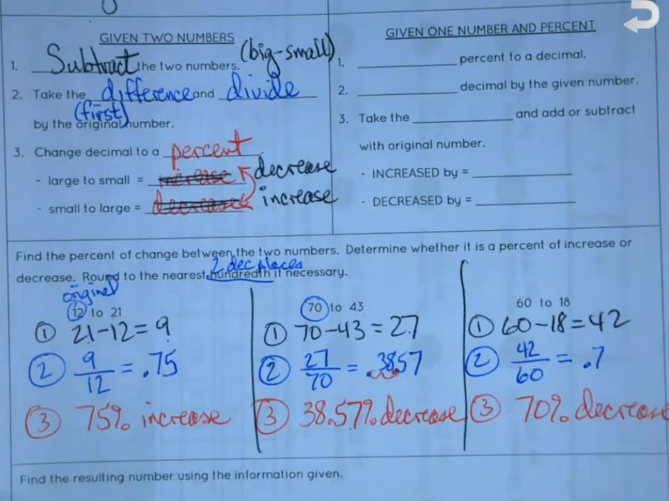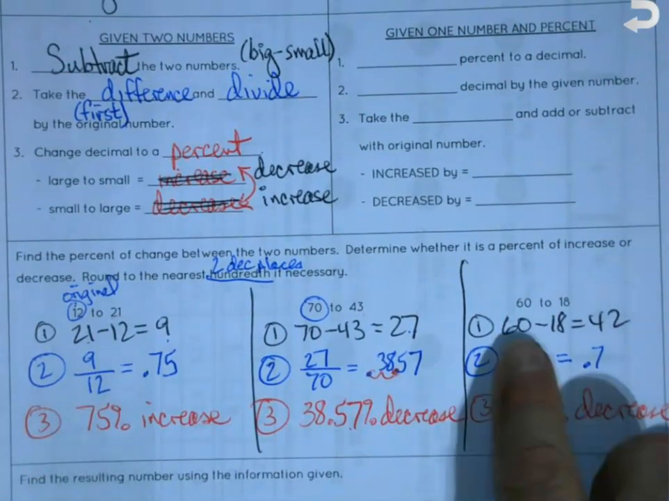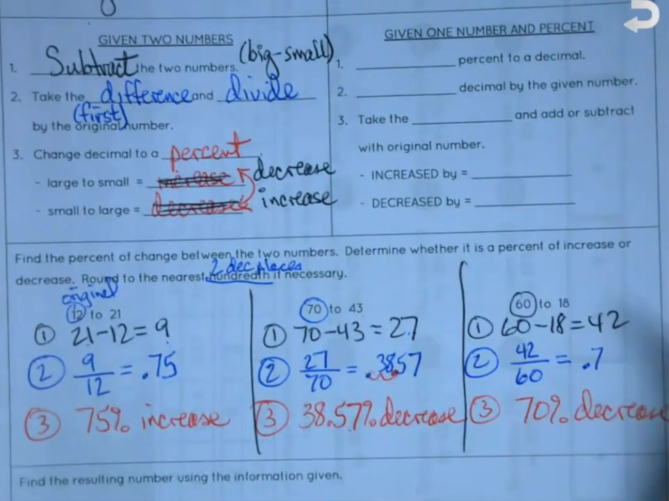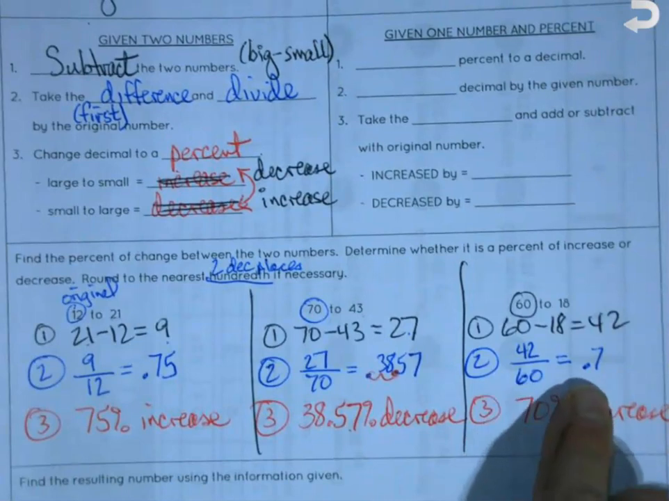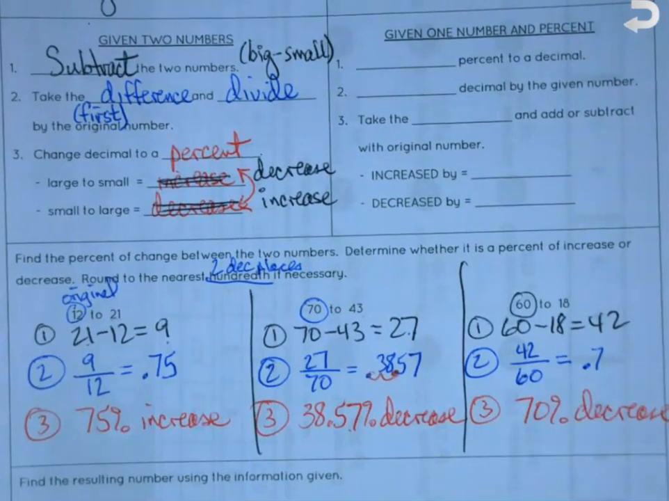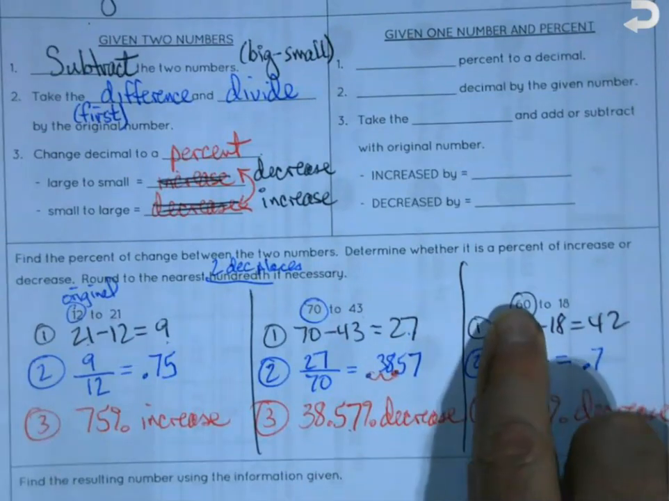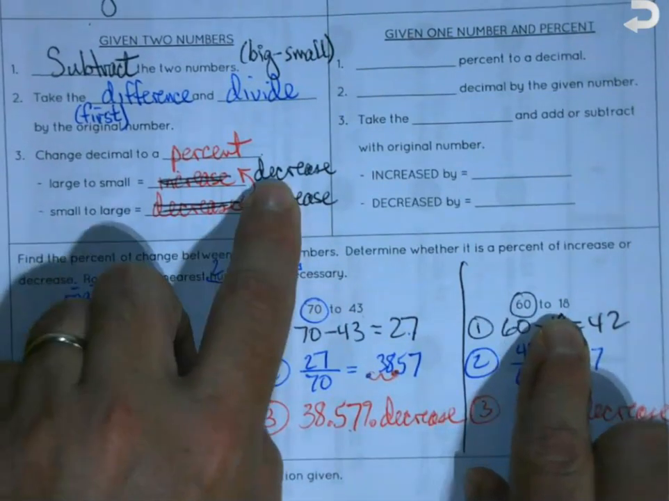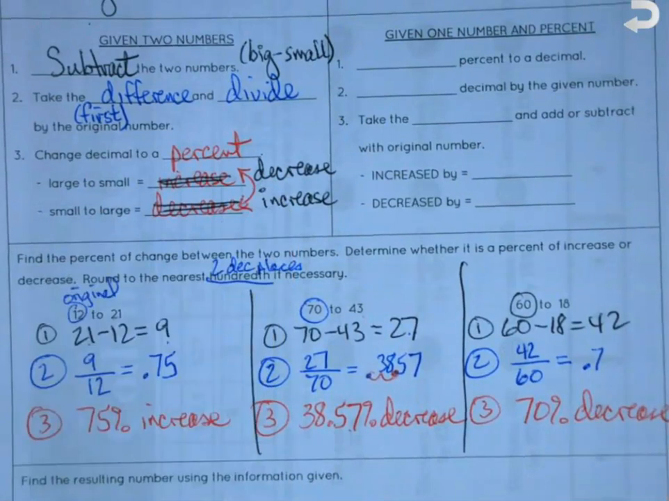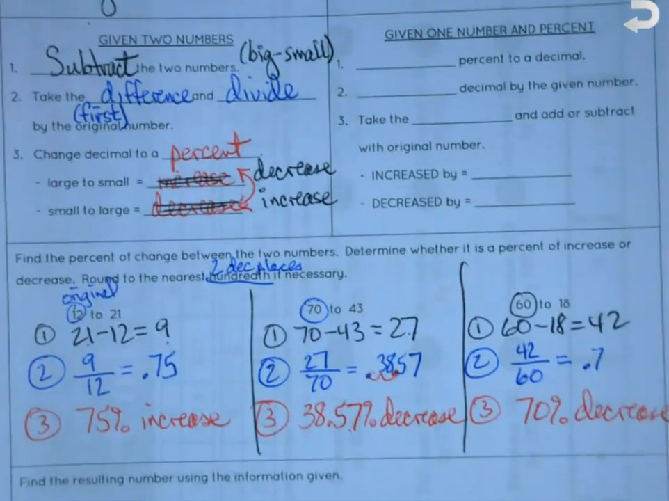All right, did you get to the right spot? Bigger minus smaller. Divide that by your original. 42 divided by 60.7. Some calculators may say 0.70, I'm not sure. But since we went from bigger to smaller, larger to smaller, that's a decrease, and that's how this works here.